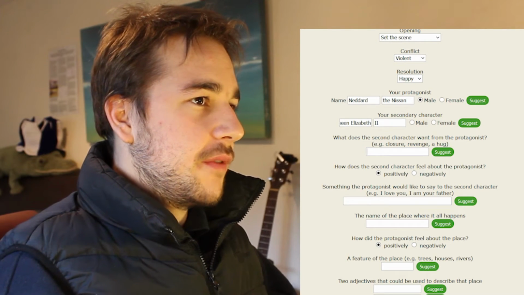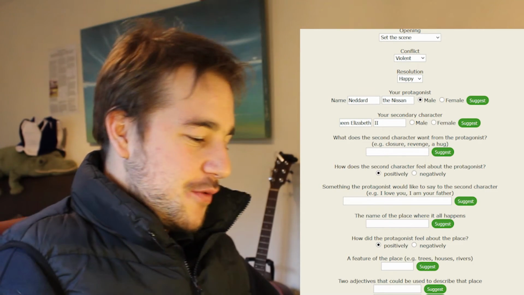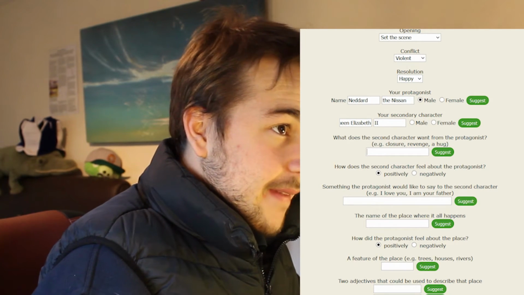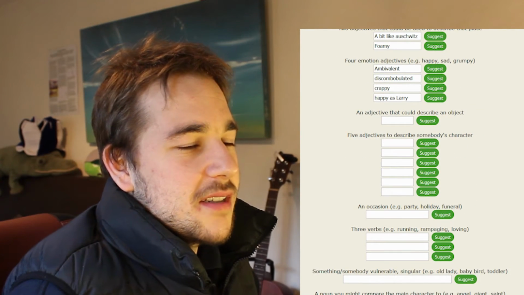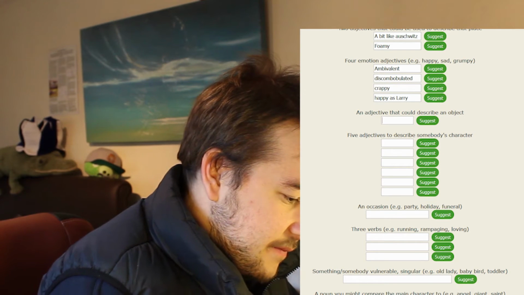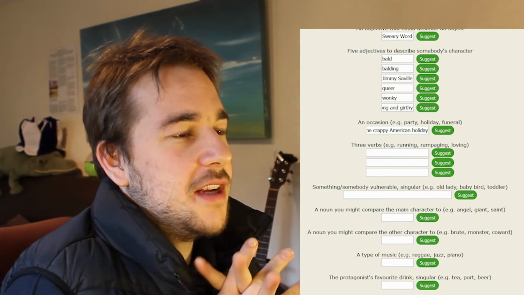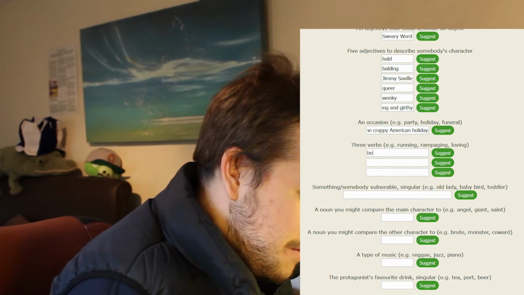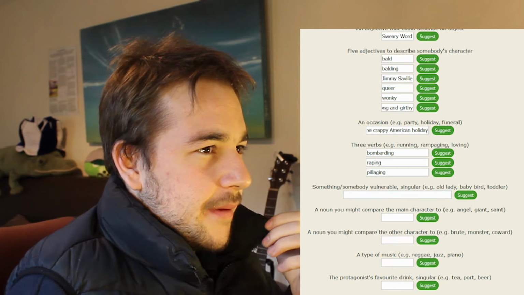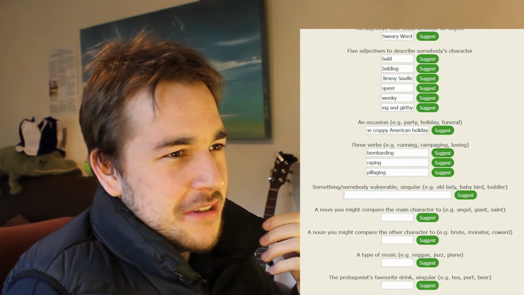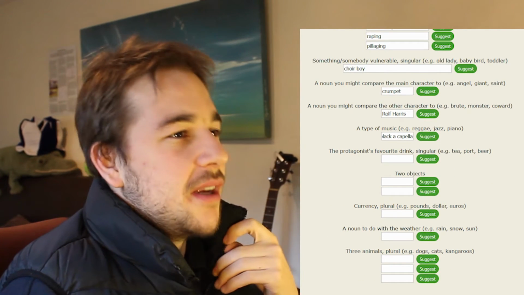What does the second character want from the protagonist? Closure, revenge, a hug, for example. I think the queen wants a strap-on. An adjective that could describe an object: sweary word. Three verbs, for example running, rampaging, loving: bombardment! Something or somebody vulnerable, singular. So old lady, baby bird, toddler. Oh dear. Choir boy.